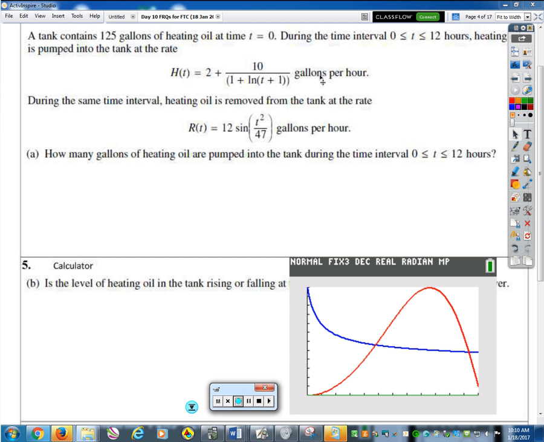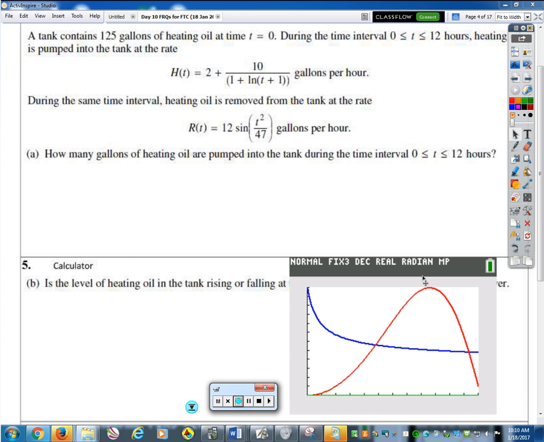So here's the graph. Initially, look at it: the rate at which oil flows in is very high. The rate at which oil flows out is zero. Then as time goes on, the rate at which oil flows in is dropping. The rate at which oil goes out is going up. So the level in the tank is going to be rising and falling, going up and down. Okay, first question says, how many gallons of oil are pumped in?